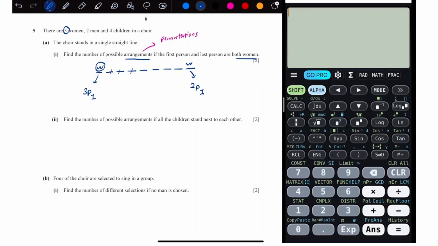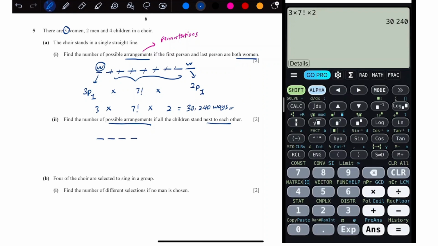So the remaining would be 7 factorial, and they are bound to change places as well, so they have so many ways of arranging. So 3P1 times 7 factorial times 2P1. So 3P1 technically is still 3. 3 times 7 factorial times 2. That's going to give us 30,240 ways.